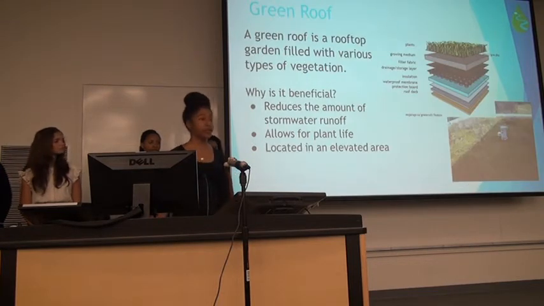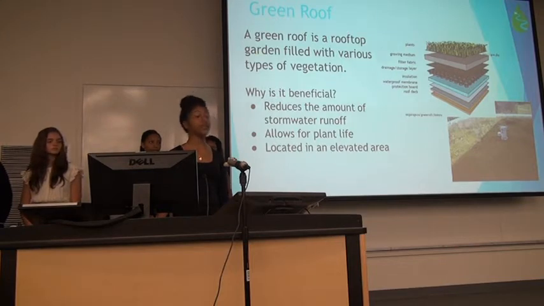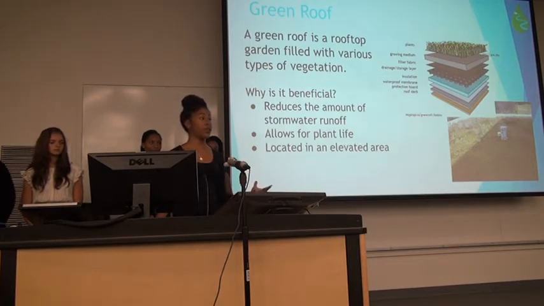Another BMP is a green roof, and this is a rooftop garden filled with vegetation as well. This is beneficial because it reduces the amount of stormwater runoff reaching the ground. Because it's on a roof, the water goes into the plants that are located up higher instead of going into the drainage system. This is also beneficial because it can be located in cities on a roof.